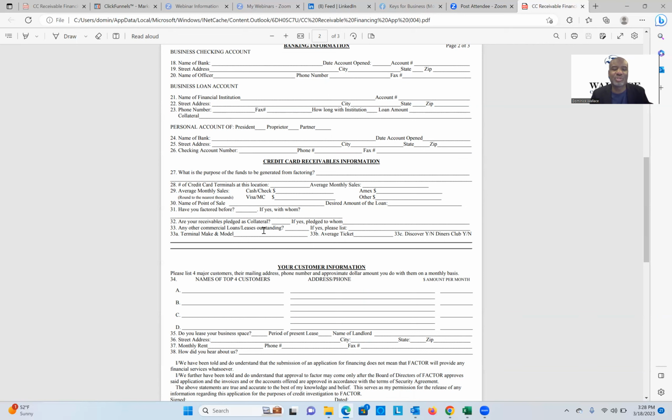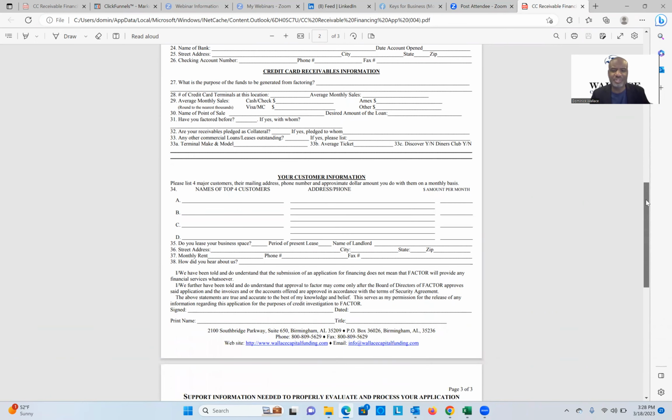Any other commercial loans outstanding? So above and beyond here, say yes, please list. And then of course your terminal make and model, the average ticket. Do you do Discover? Yes or no? Diners Club? Yes or no?